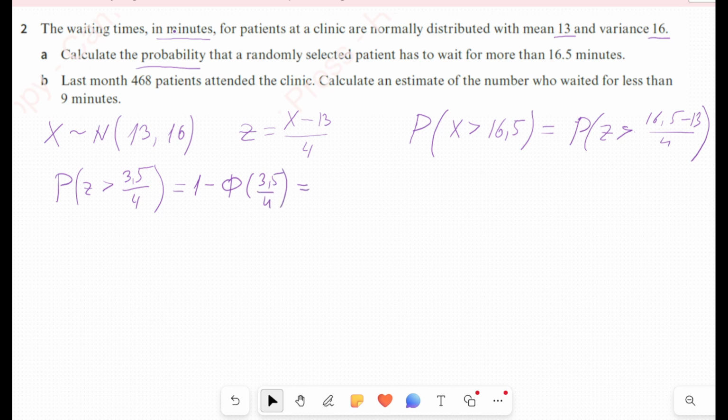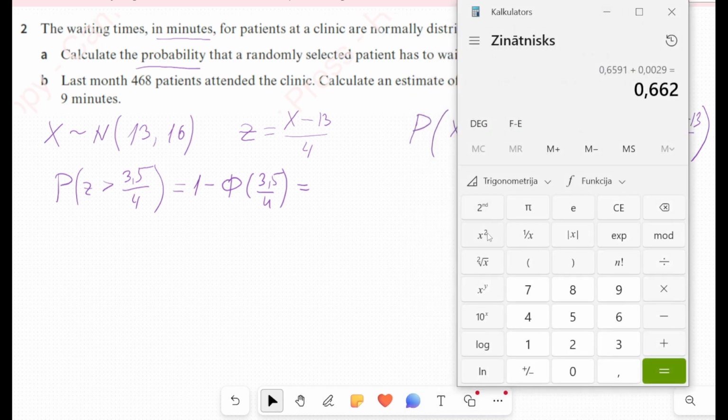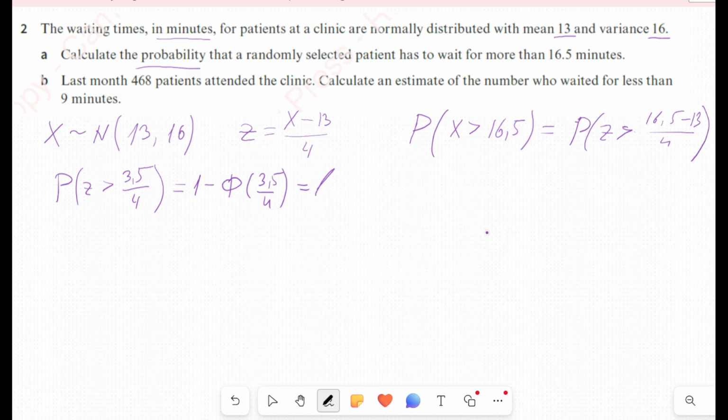And now it's time to take the value from the calculator. Let us calculate 3.5 divided by 4, 0.875. So it will be 1 minus phi of 0.875.